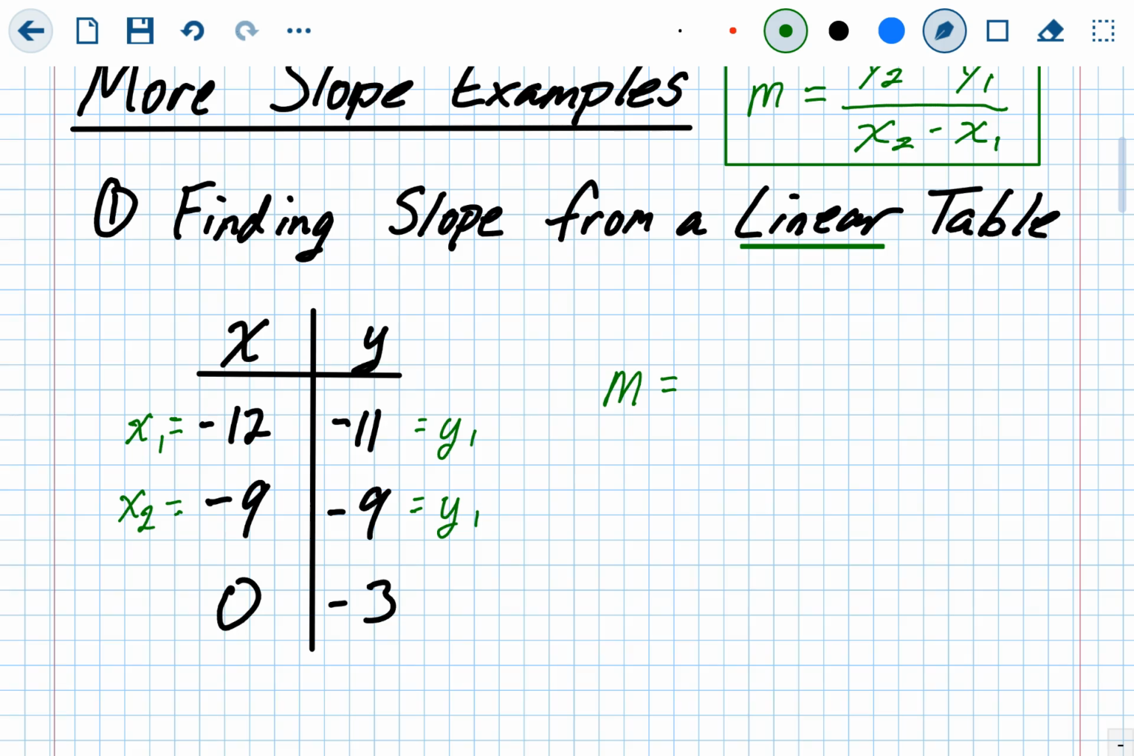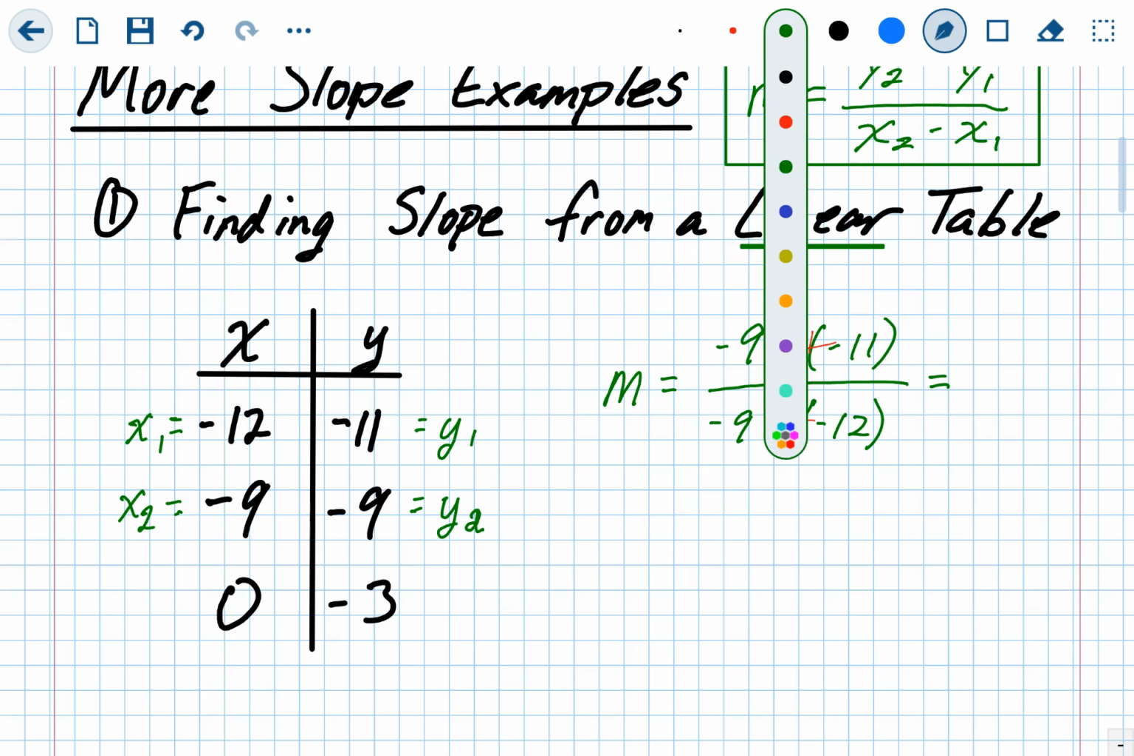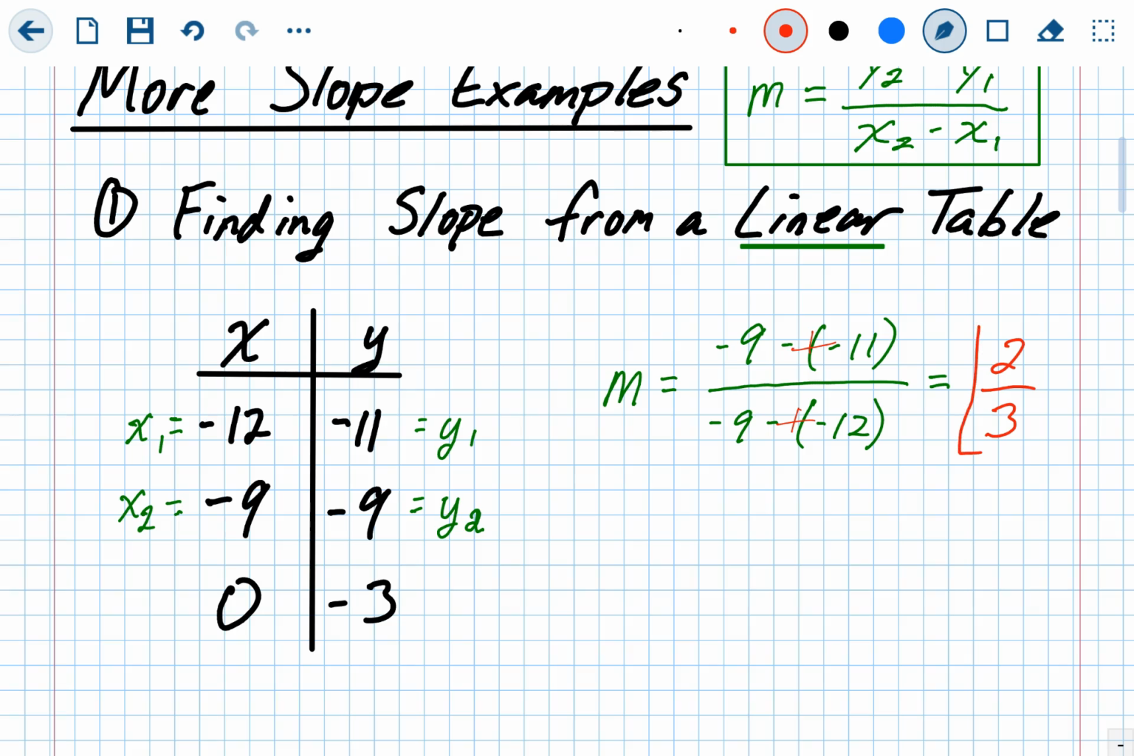Slope equals y2, whoops, I wrote y1, that should be y2, y2 minus y1. That's going to be negative 9 minus negative 11, over x2 minus x1, negative 9 minus negative 12. And then simplify. Remember, minus a negative is the same as plus. So we're going to get negative 9 plus 11, which is 2, over negative 9 plus 12, which is 3. So our slope is 2/3.